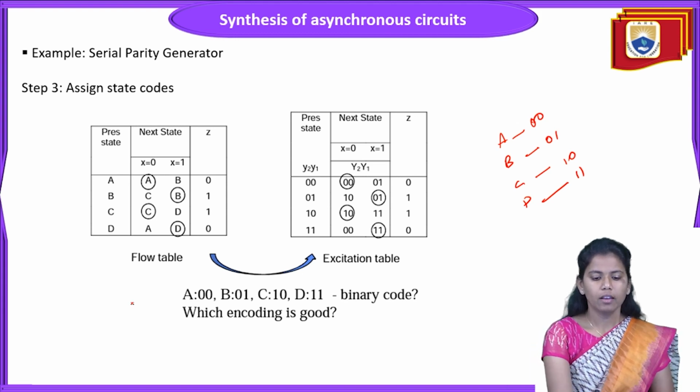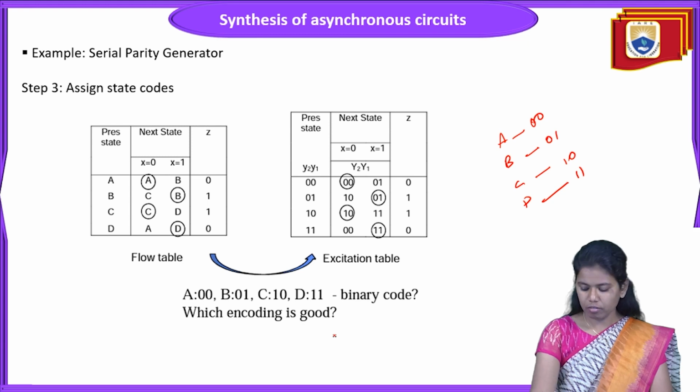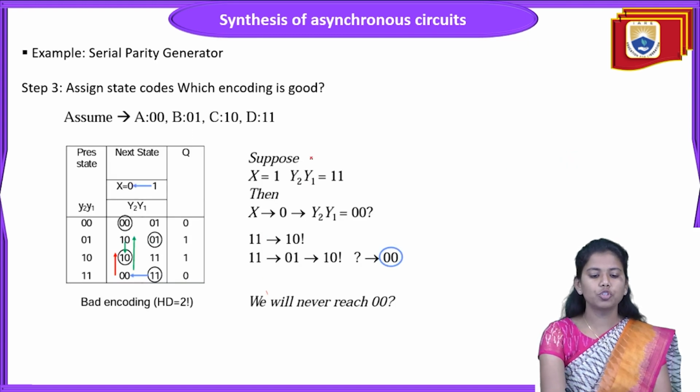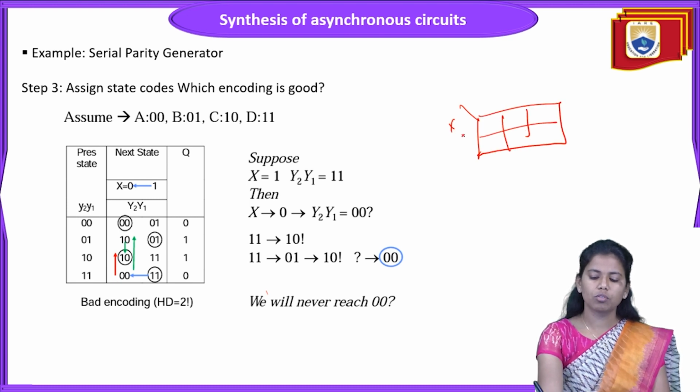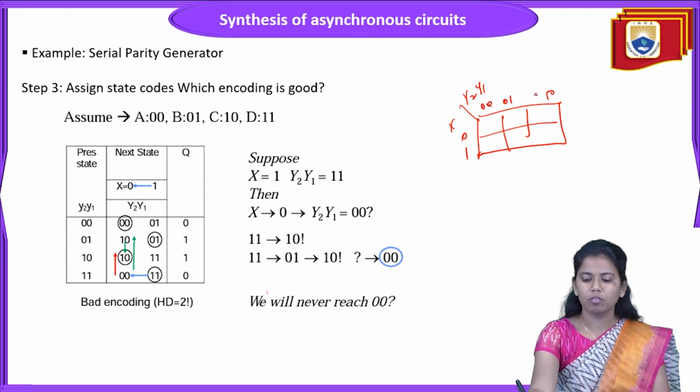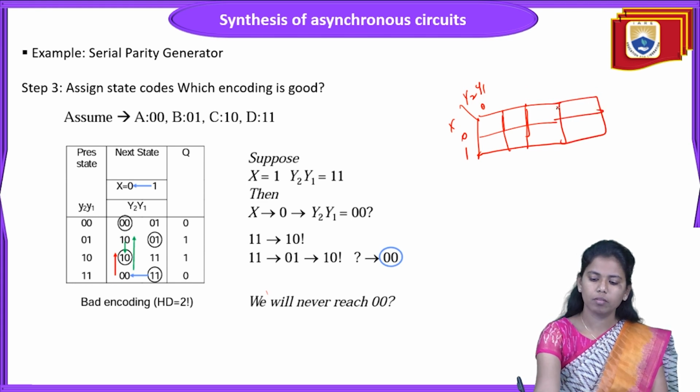After assigning, we need to decide which encoding is good, so we go with the encoding part. If you observe, suppose x is equal to 1, then y2 y1 is 11. For x equal to 0 or 1, y2 y1 takes the values 00, 01, 10 and 11.